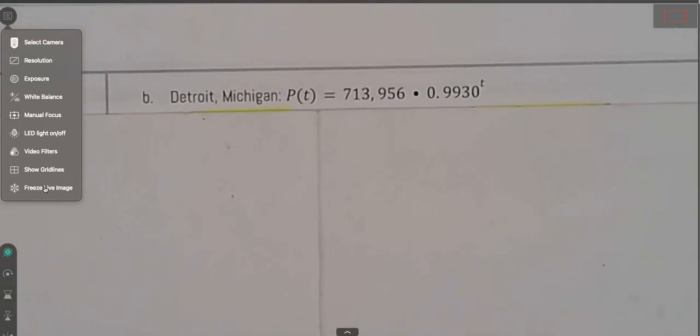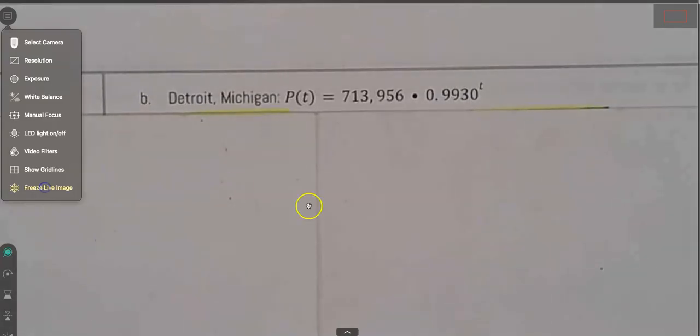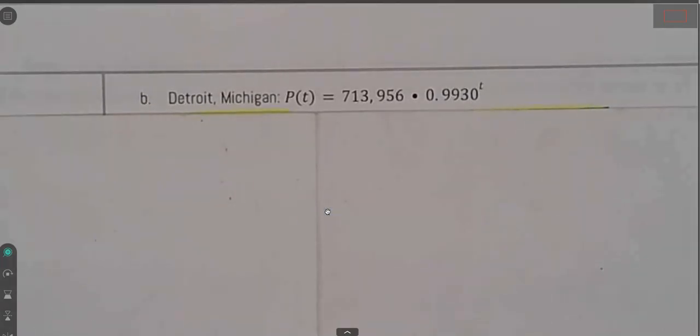Okay, here is B. For this one, please tell me, is this a growth or decay function, and what is the growth or decay factor? What's B? So tell me either growth or decay, and then give me B. When you have it, please hold up your board. Okay, all correct. Well done.